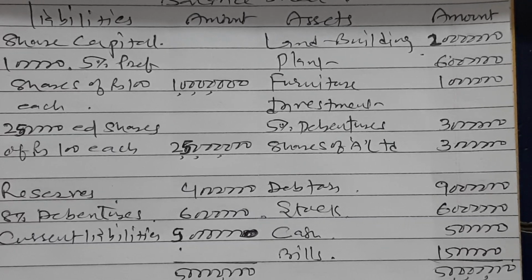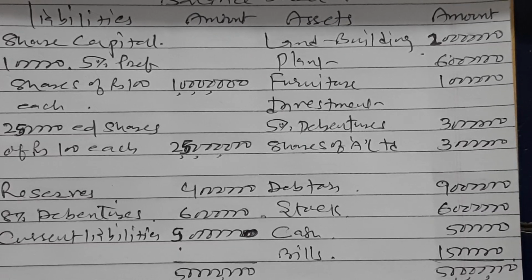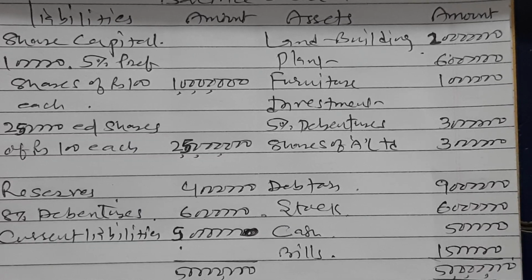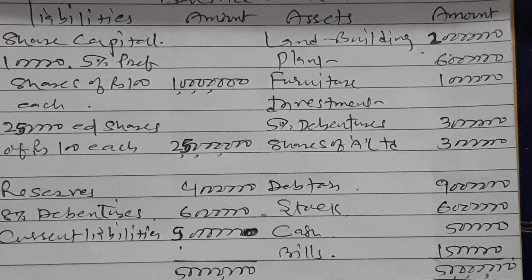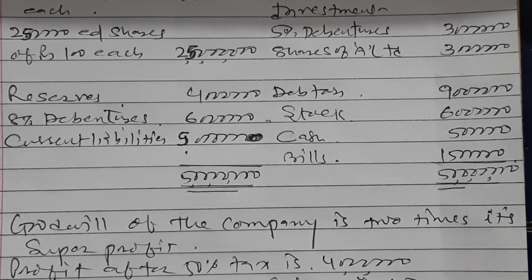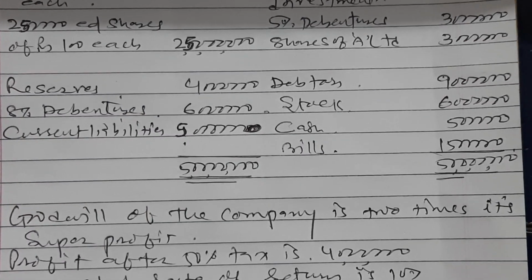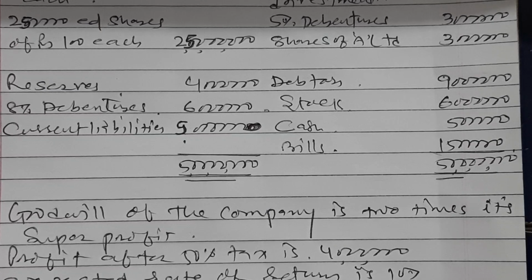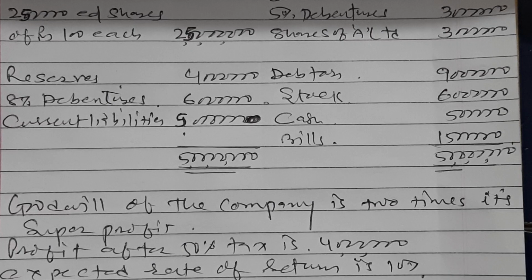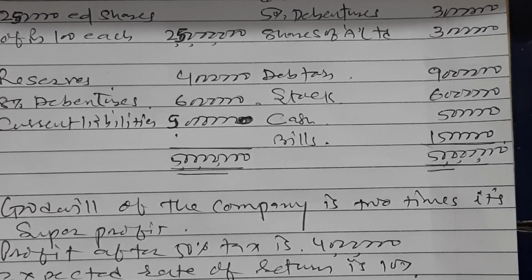On the asset side, land building 2 crore, plant 60 lakh, furniture 10 lakh. Under investment, 5% debentures of 30 lakh, shares of A Limited 30 lakh, and debtors of 90 lakh, stock 60 lakh, cash 5 lakh and bills of 15 lakh. Then it has been said that goodwill of the company is 2 times its super profit. Profit after tax 50% is 40 lakh and expected rate of return is 10%.